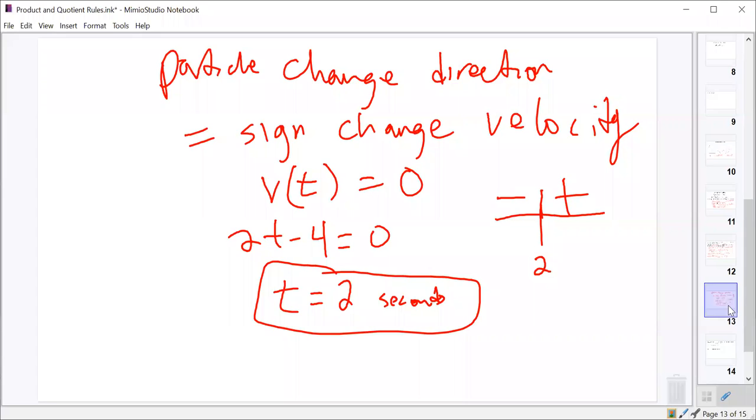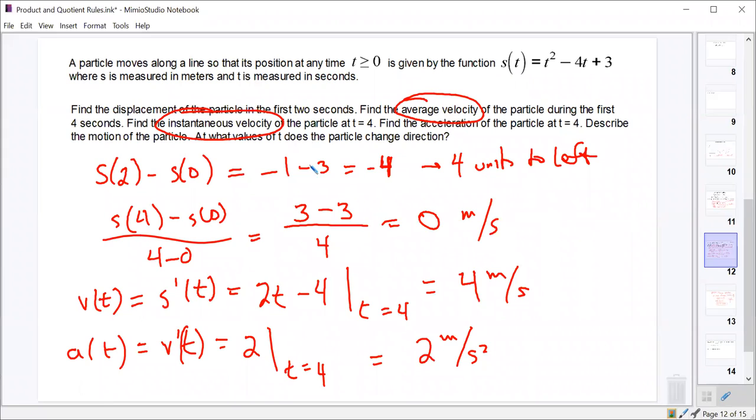Oh, and I said we were going to describe the motion. We've kind of done that. We know that it starts at a position of 3, and it starts off by moving to the left at a constant acceleration of 2 meters per second squared. So that means the velocity is increasing. And at t equals 2, it stops moving to the left and starts moving to the right with a velocity that increases forever for all values of t. That would be a pretty good description of the motion of that particle. Any questions on that?